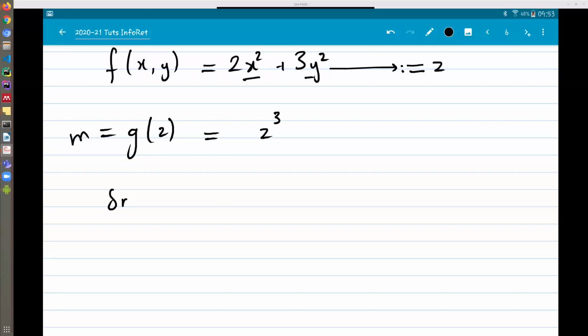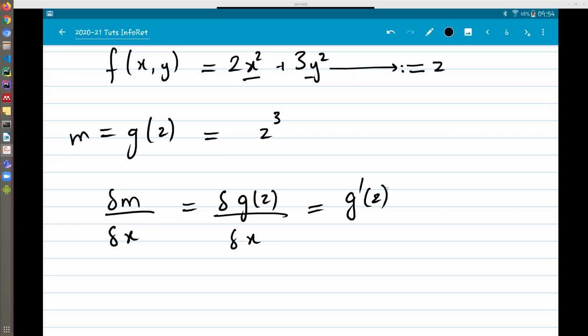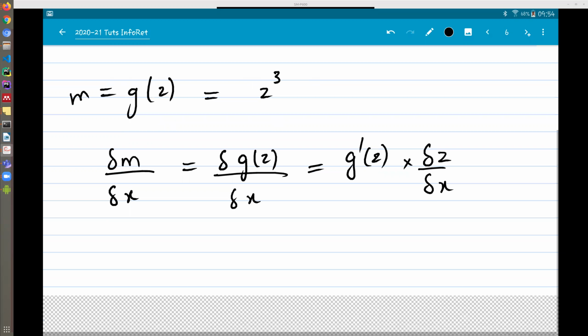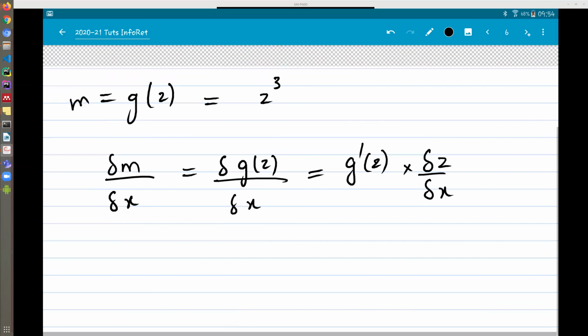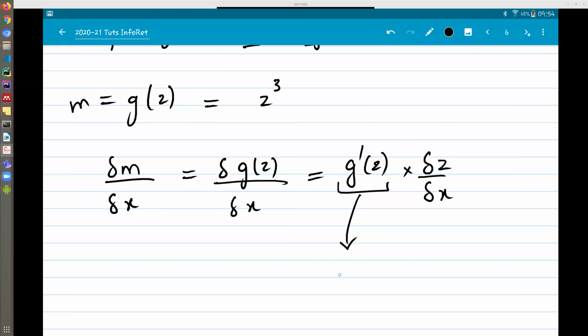So in that case we have partial of m over partial of x is equal to partial of g of z by partial of x, which is equal to g dash z, this means the derivative of g of z with respect to z, into partial of z with respect to partial of x. Okay, this is the chain rule in a nutshell. So now we can separately calculate this partial, which is 3z square, because this g of z was equal to z cube.